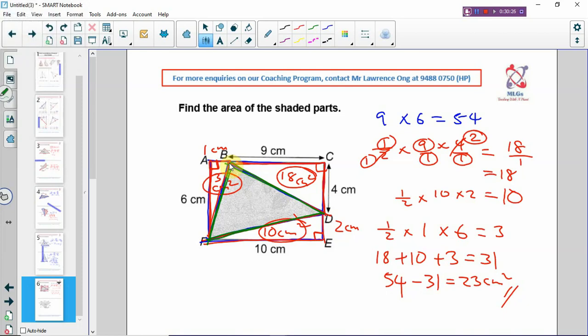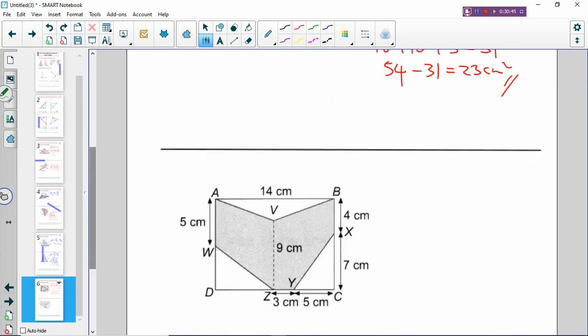So you have to do something else. You have to apply what you learn, your methods: find the whole figure, and then remove all the things that you don't want. Remove all the regular shapes that you don't want to get the shaded. So that's how you do this question. All right, let's go on to the next one, the last one.